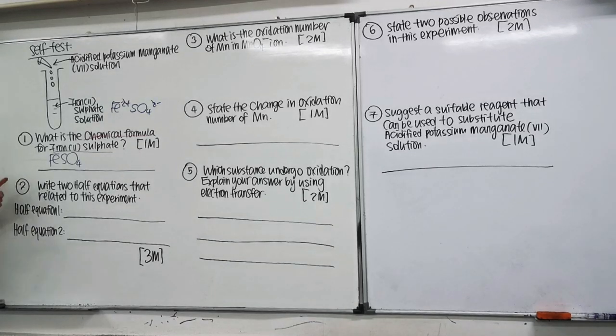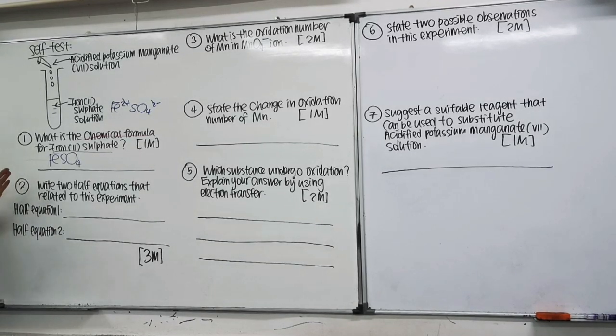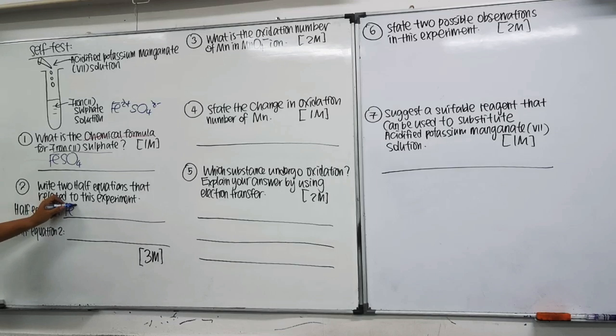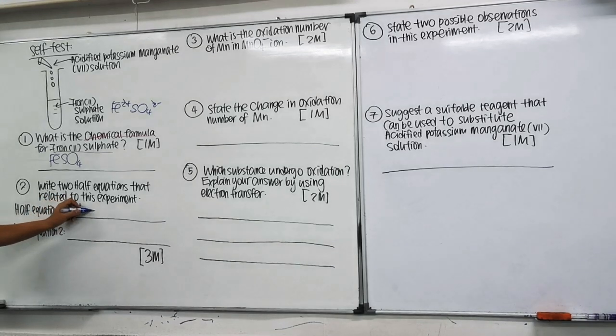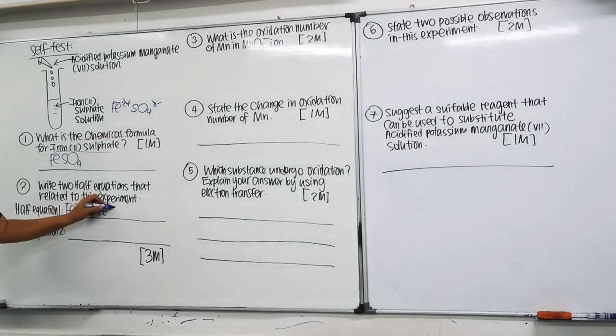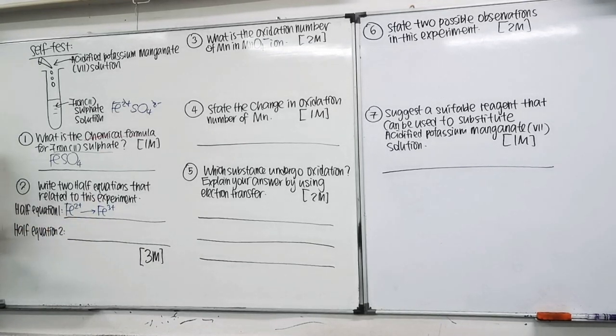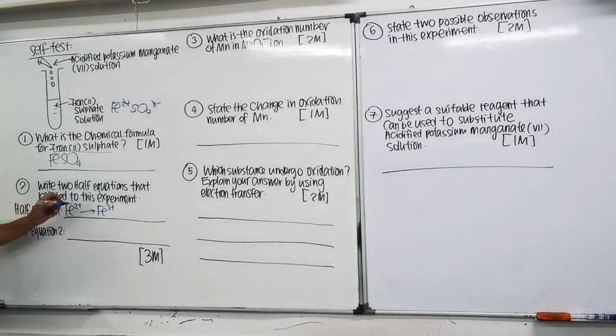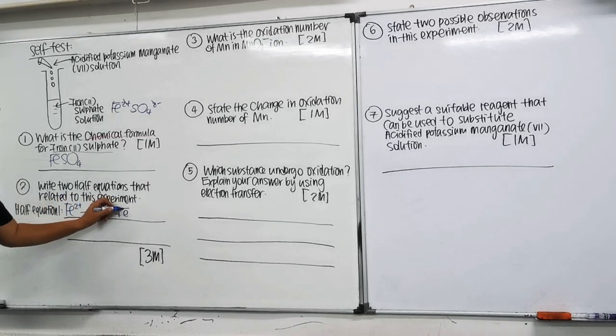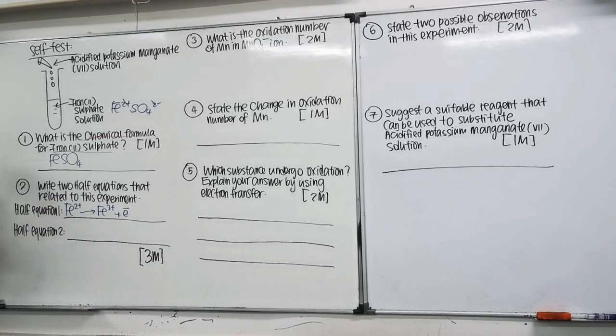Alright, next one. You have to write 2 half equations related to this particular experiment. Not very hard, we can start with iron 2. Iron 2 consists of Fe2+. Fe2+ loves to be Fe3+. 2+ and 3+, the charge differs by 1. 1 electron is needed. The 1 electron is put on the more positive right hand side. The second half equation is a bit trickier.